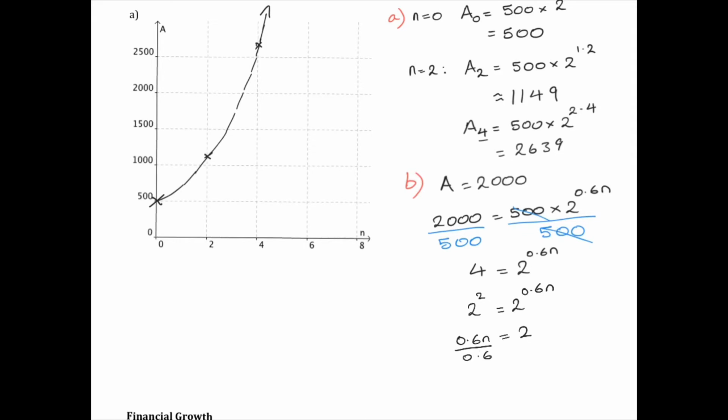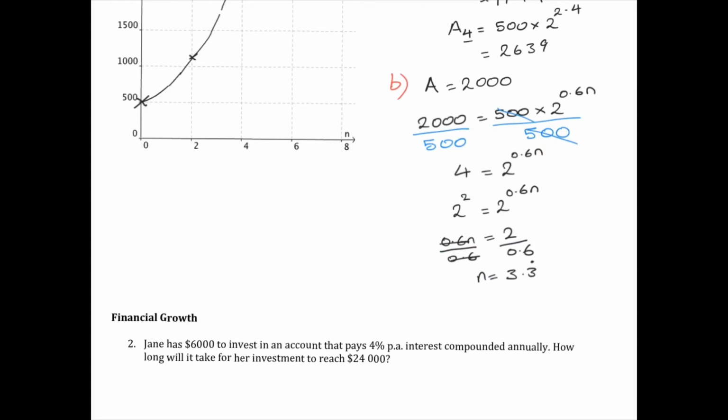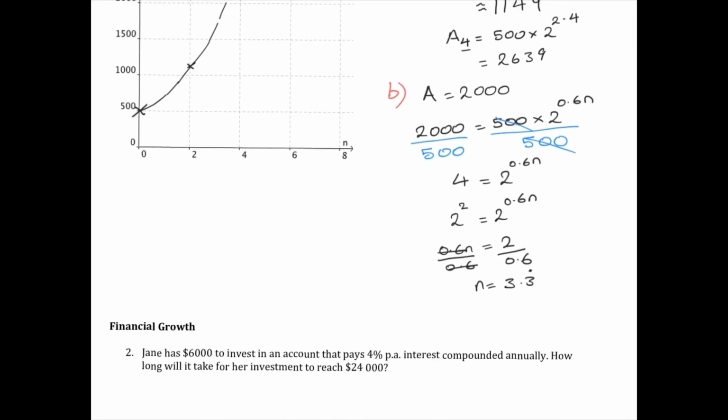I can equate the powers. Divide both sides by 0.6, and you get 3.3 recurring. So now we can say it would take 3.3 weeks for the area to be 2,000 hectares.